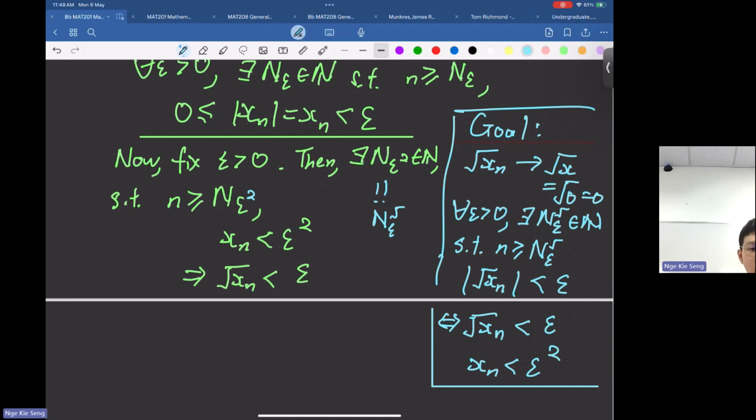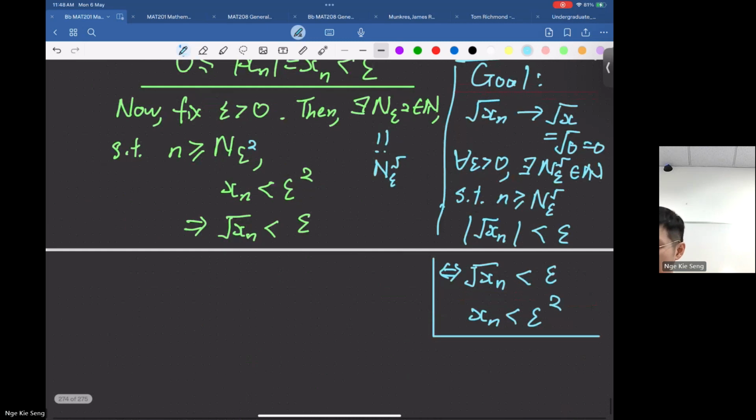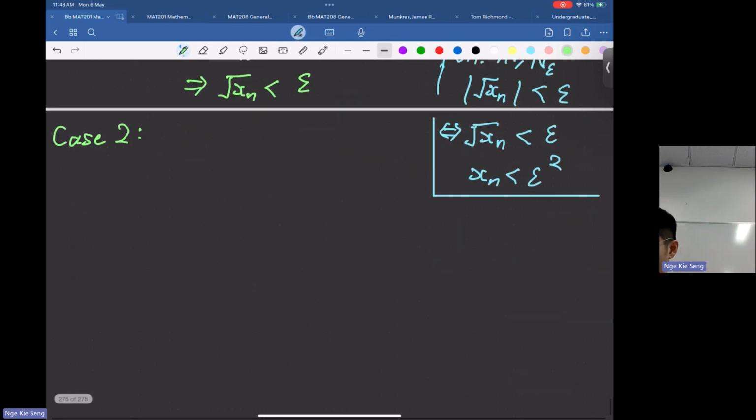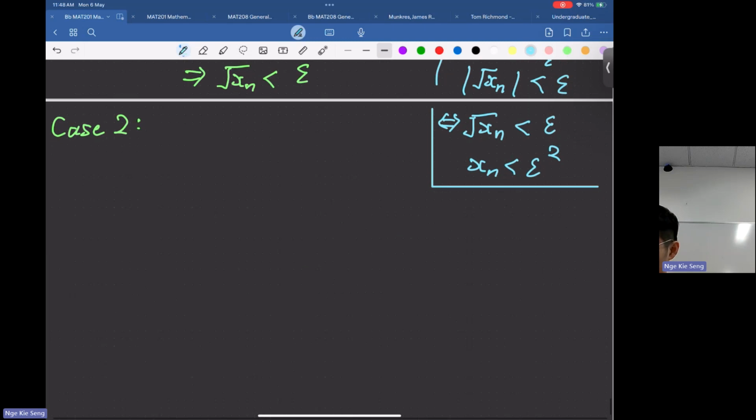Right. So what's next? How about case 2? What's another reason we split out case 2 here? Okay, so let's quickly go to our goal. Let's put this as our goal 2. What's our goal 2?